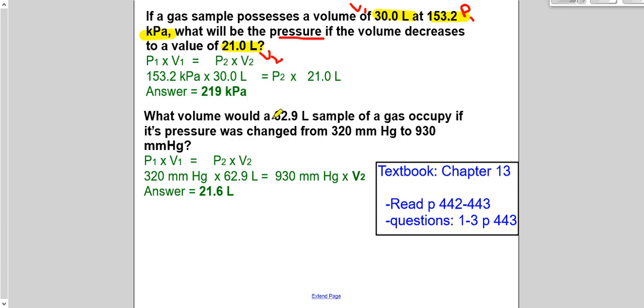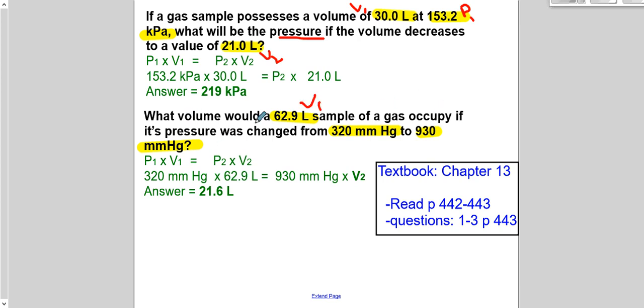What volume would a 62.9 liter sample of a gas occupy if its pressure was changed from 320 millimeters of mercury to 930 millimeters of mercury? So again, the first thing that I did was try to find out what the variables are, what is going on there that I can use. Well, I see that I've got 62.9 liters. So liters is my first volume.